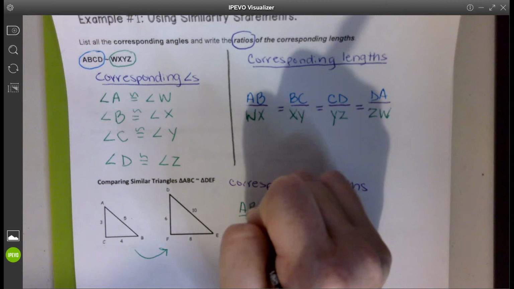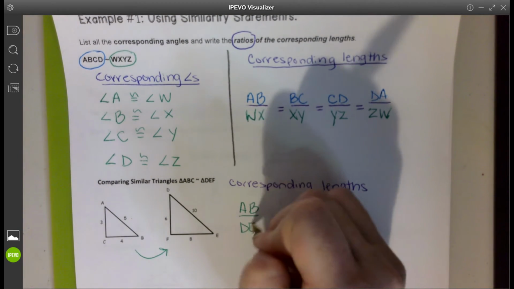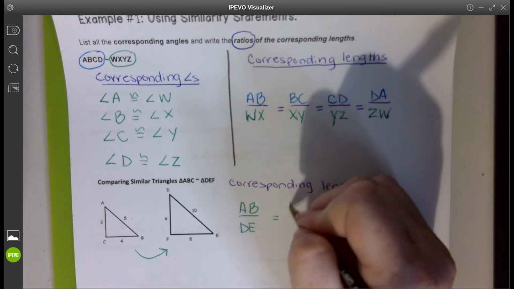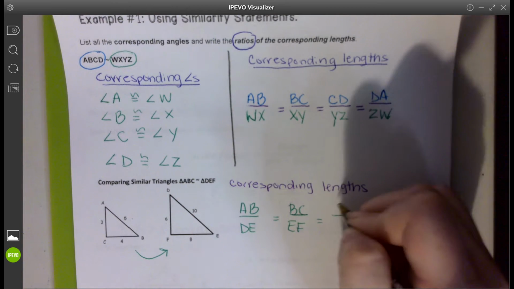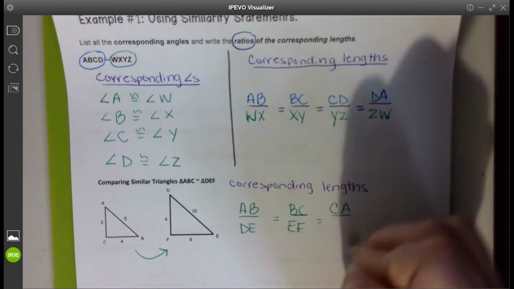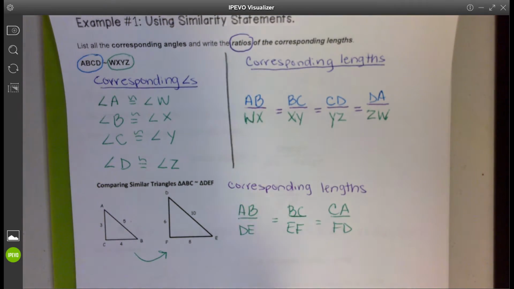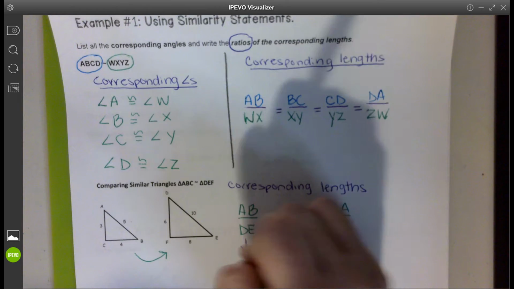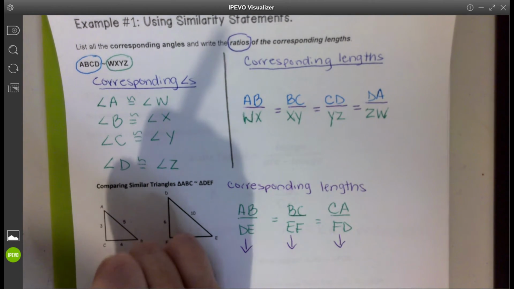So I have AB, and that will be going over DE, BC over EF, and then CA over FD. Now, we're not done. That was just kind of like what we just did. So the next step is we are going to use the numbers that we have. We're going to plug in numbers.